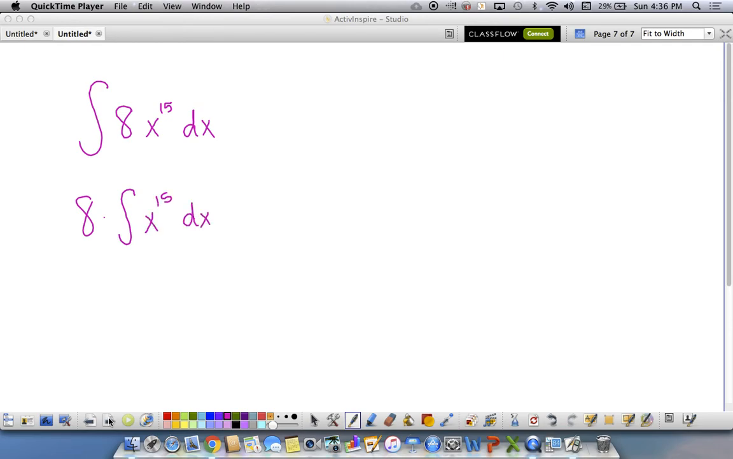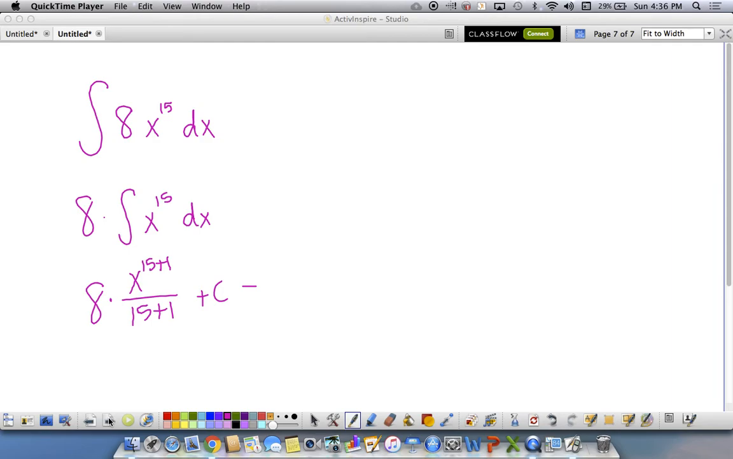Do our, I would say shortcut, but if I go from integral to derivative, we're going to take x to the 15 plus 1 divided by 15 plus 1. It's 8 times this plus my c. And sometimes I add the c at the very end. And sometimes I forget it, and that's not good either.